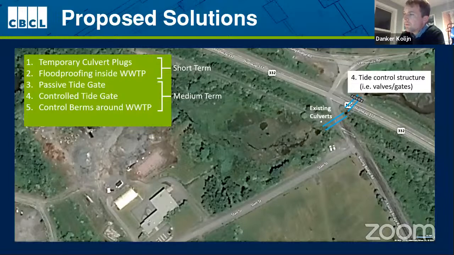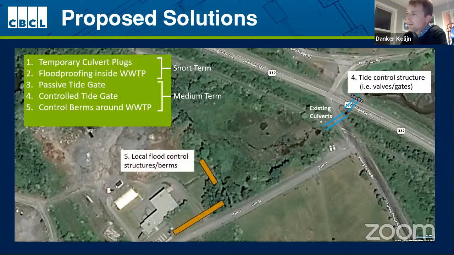So when a storm comes, you would close the gates. The only issue, of course, is that this requires maintenance and the gates would have to be tested. And if there is an emergency, you'd have to rely on these gates to work. And the final medium-term solution is temporary mounds around the plant. So you don't install the valves, but you build berms around the plant and localized flood protection measures.